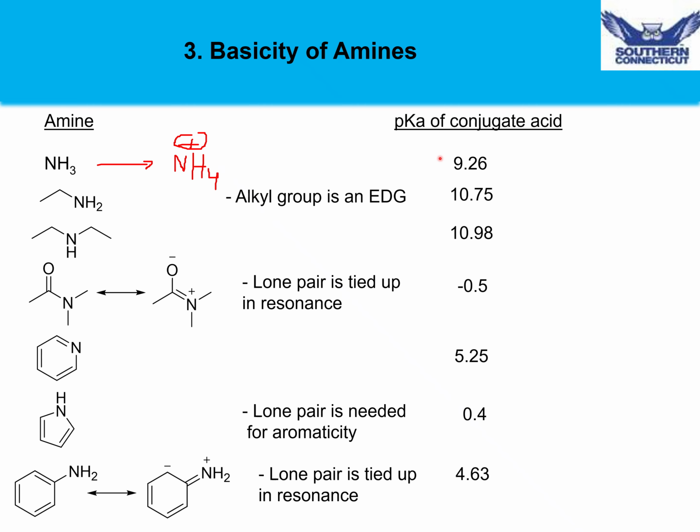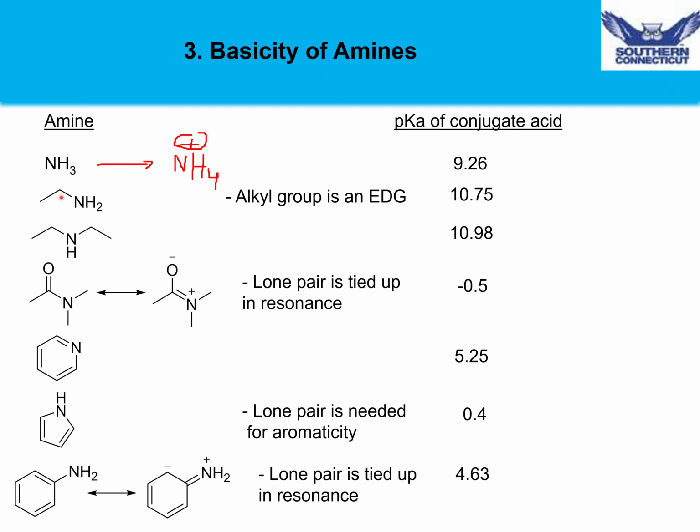You might recall that we mentioned that the higher the value, the stronger the base is. So the pKa value really refers to how acidic the conjugate acid is, and the higher it is, the less acidic the conjugate acid is, which means the stronger the base. Comparing ammonia to the next example, which is ethylamine, notice the pKa value goes up for the conjugate acid, which means this is a stronger base than ammonia.